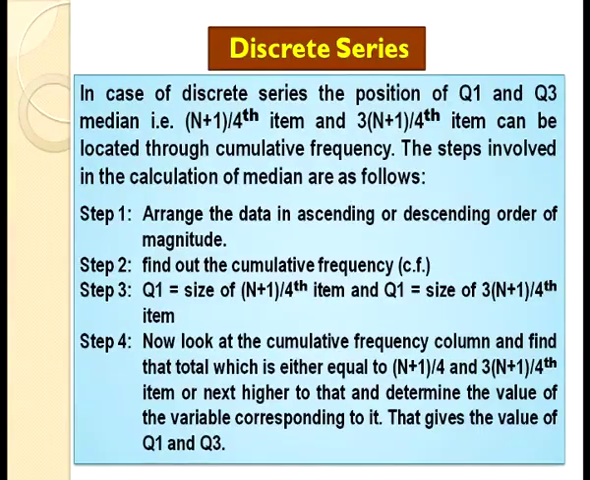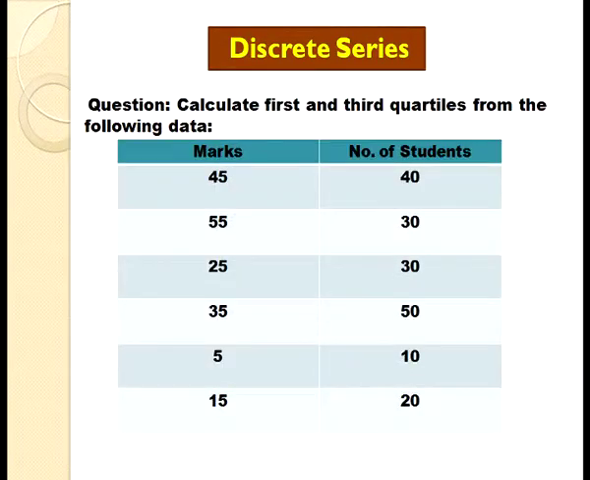So, students, we have learned that there are 4 steps while we calculate quartiles in case of discrete series. First, we need to arrange the data. Second, we need to make one more column for cumulative frequency. Then in the 3rd step, we find the values for Q1 and Q3 as (n plus 1) by 4th item and 3 into (n plus 1) by 4th item. Then we locate the item value in the cumulative frequency, and the corresponding value would be Q1 and Q3. Let us take an example to understand it.